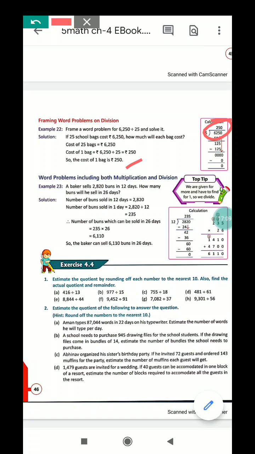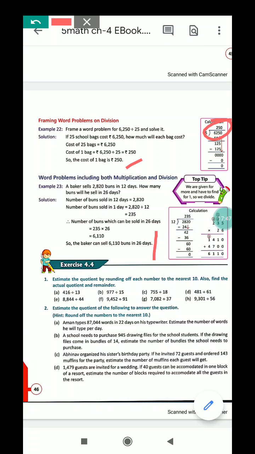Now the last one is a word problem including both multiplication and division. So we have to do this. Word problem, exercise number 23. A baker sells 2820 buns in 12 days. How many buns will he sell in 26 days? That means first of all we have to do the division, then we have to multiply. First of all we have to calculate how much he has sold for one day, and after that we have to multiply it with 26.